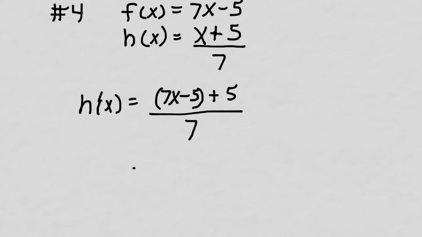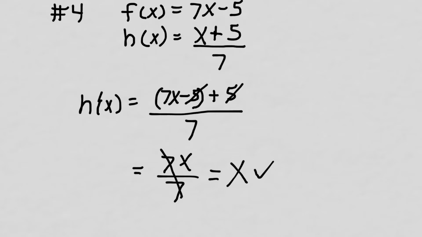So I've got 7x minus 5 plus 5 over 7. Well, the minus 5 and the plus 5 cancel each other out. If you add 5, then subtract 5, or vice versa, it just equals 0. I end up with 7x over 7. And I hope you see that the 7's cancel out, and I'm left with an answer of just x, which means yes, these two are inverses.